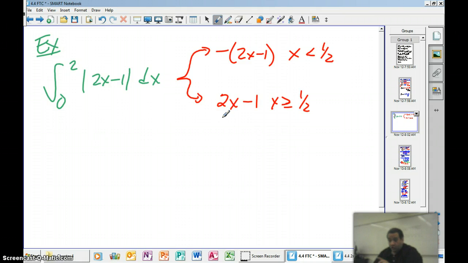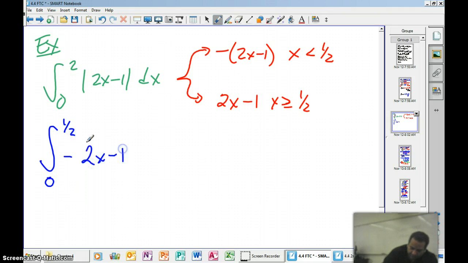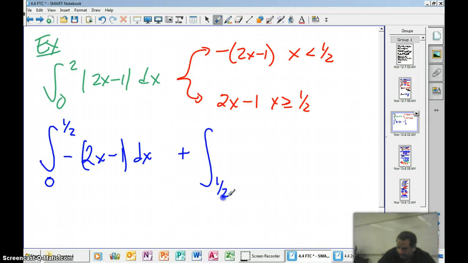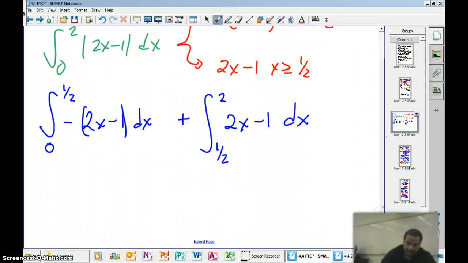So we have two integrals. We're going to have to make an integral from 0 to a half of negative 2x minus 1 dx, and then plus from 1/2 to 2, and that's going to be just 2x minus 1 dx. Well, let's do one at a time. Let's do this one. After I distribute the negative, it's 2x plus 1.